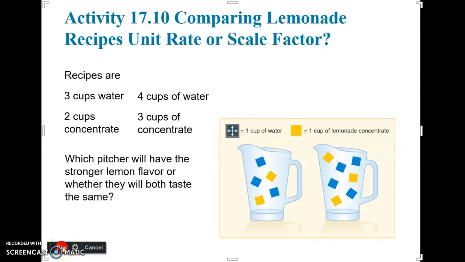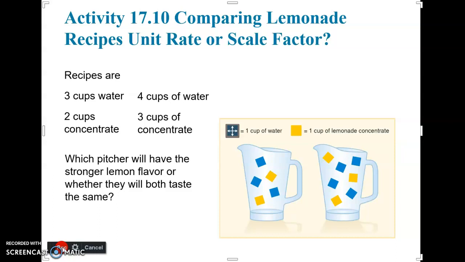In Activity 17.10, show students a picture of 2 lemonade pitchers, such as the one below. The little squares indicate the recipes used in each pitcher. First one, 3 cups water, 2 cups concentrate. On the right, 4 cups water, 3 cups concentrate.